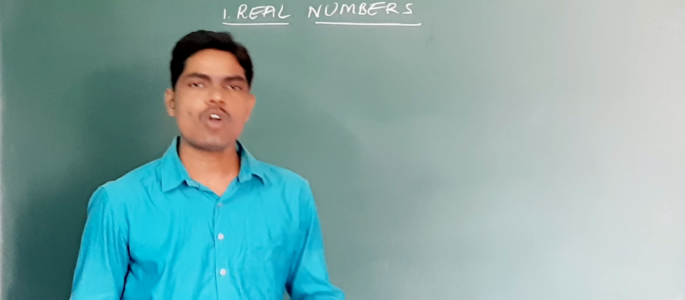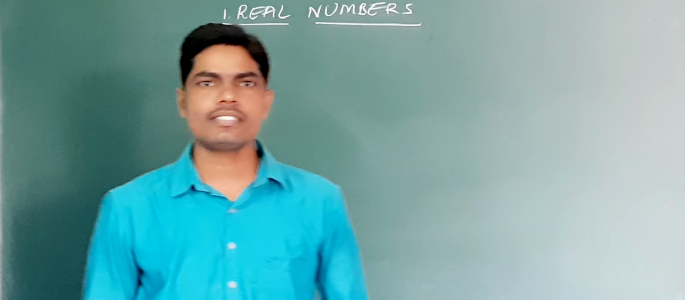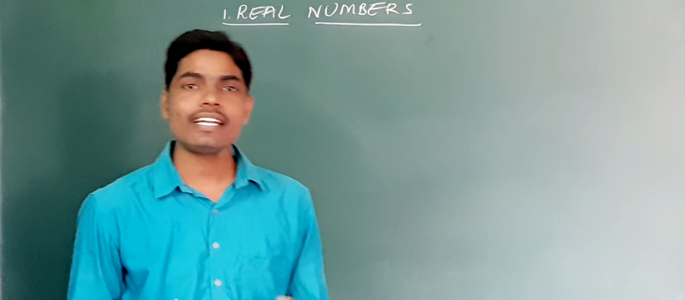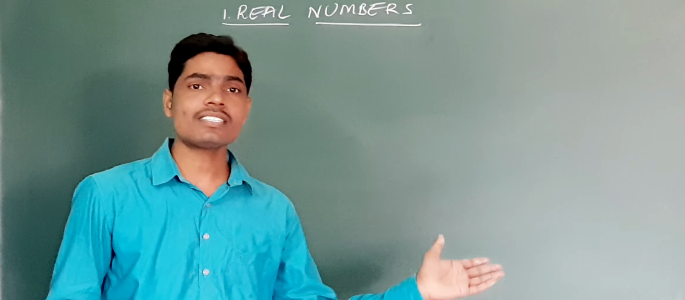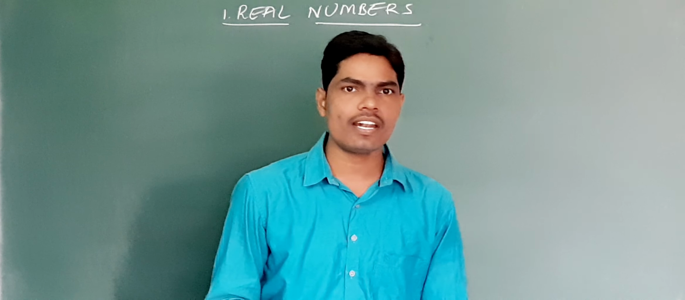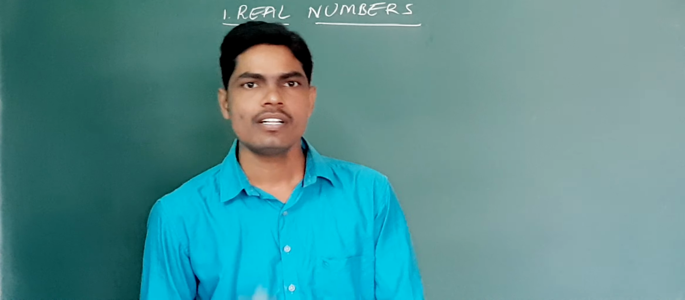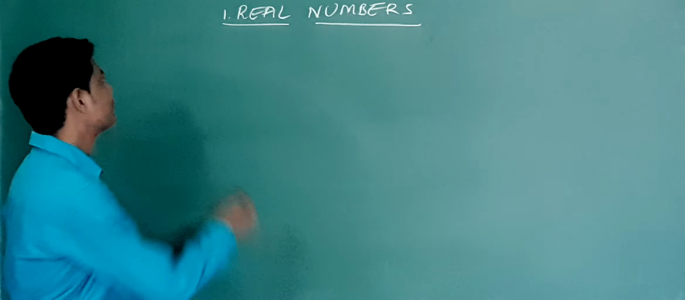Real numbers. What are real numbers? The definition of real numbers is the combination of rational numbers and irrational numbers is called as real numbers. In previous class of basics we have already learned what are rational numbers and irrational numbers. We will discuss again one more time here.